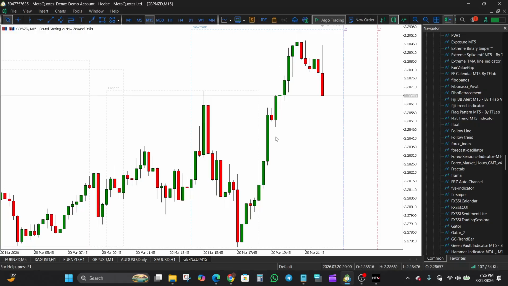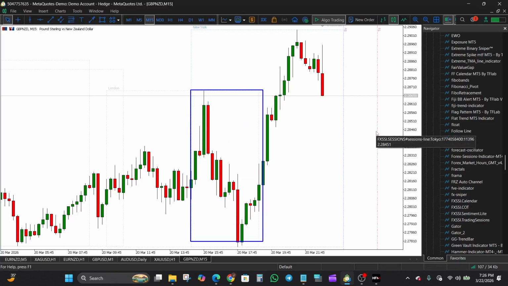You can instantly see when a session starts and ends, all right, which helps you align your strategy with the most active trading periods. So one key advantage is identifying session overlaps, particularly the London-New York, right? The overlap between the London and the New York session, right? So this is often when the market experiences the highest liquidity and movement, making it a popular time for many traders to look for setups.